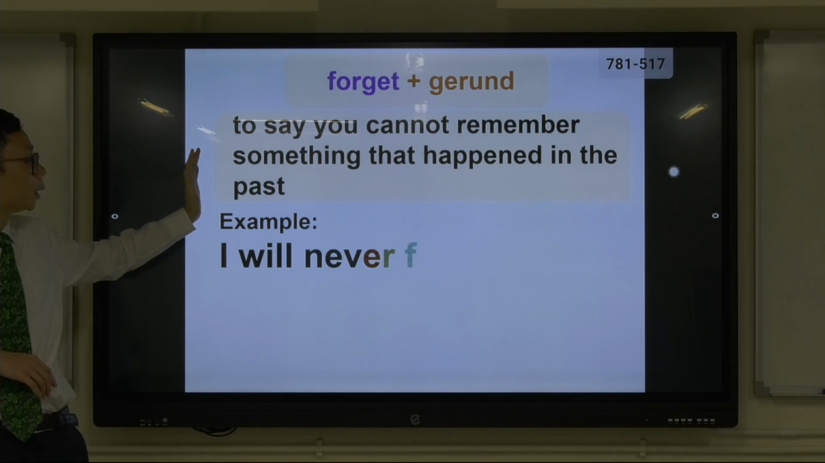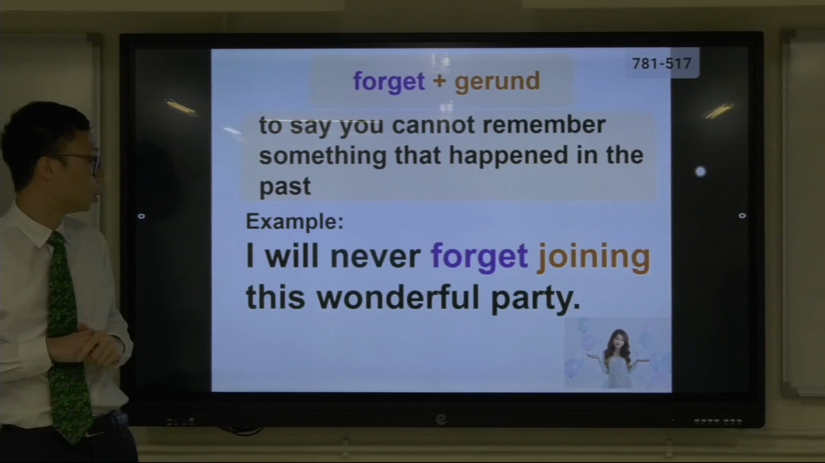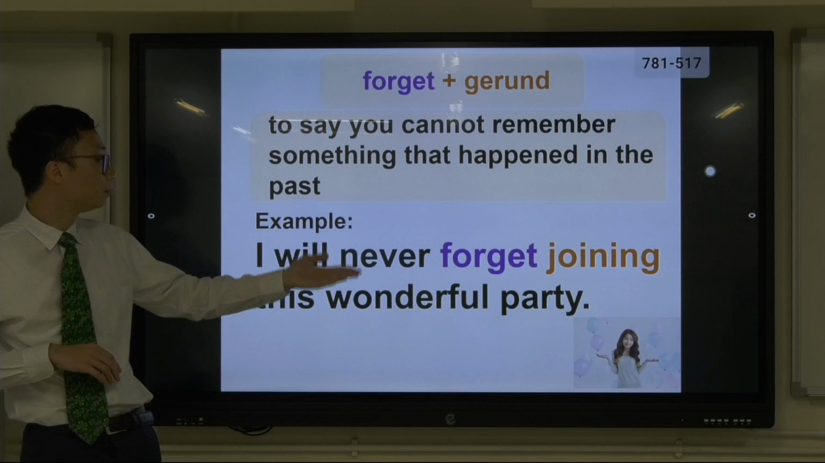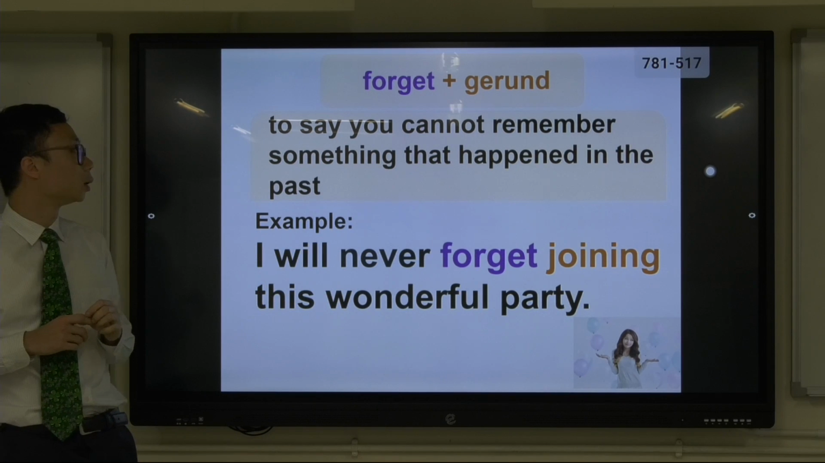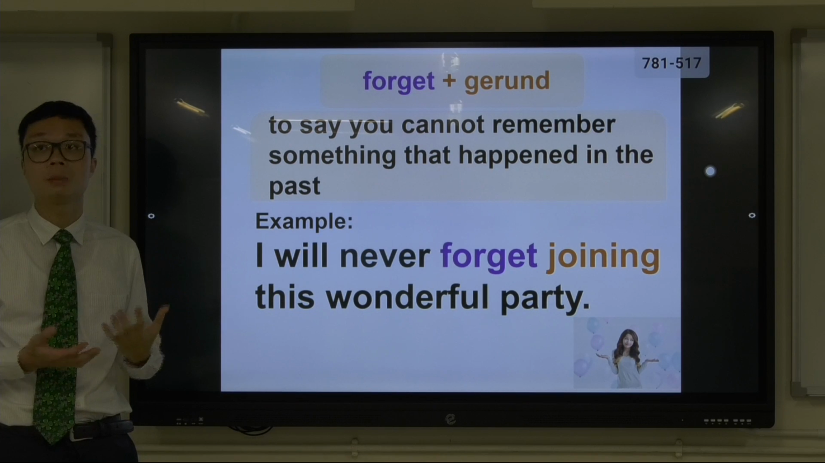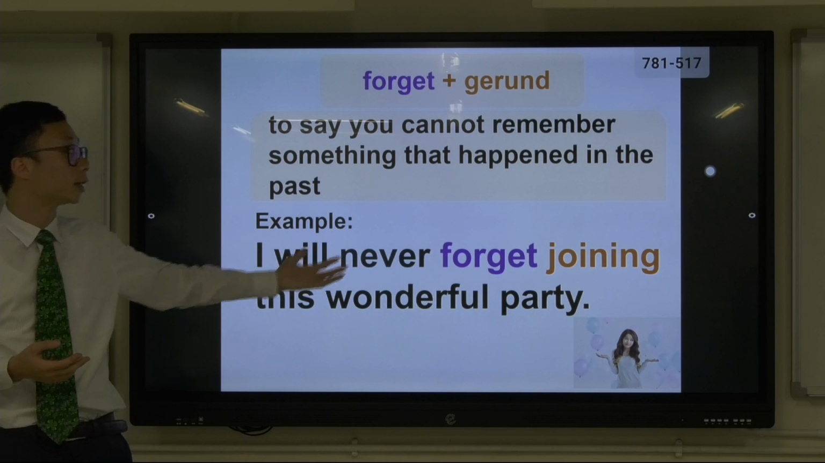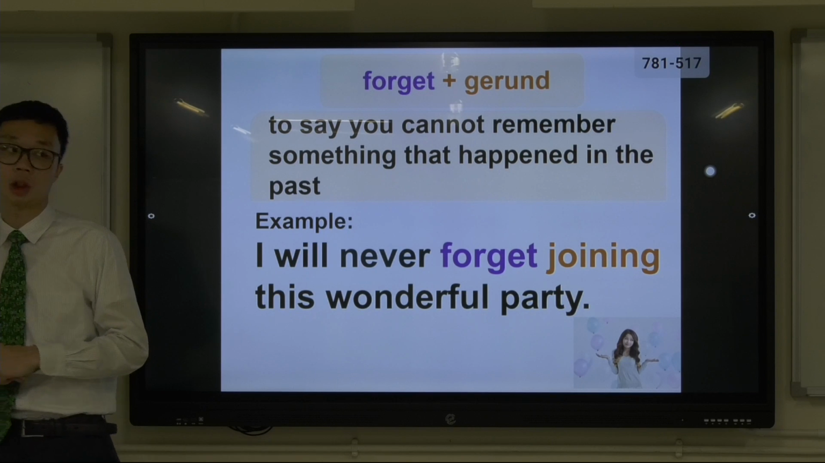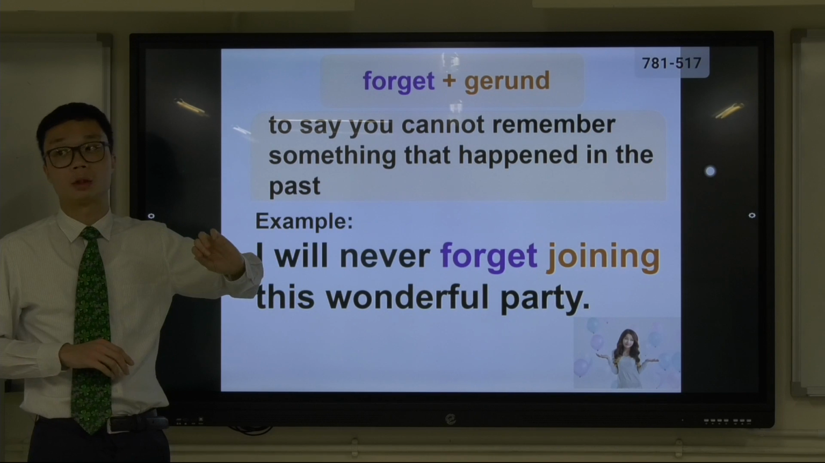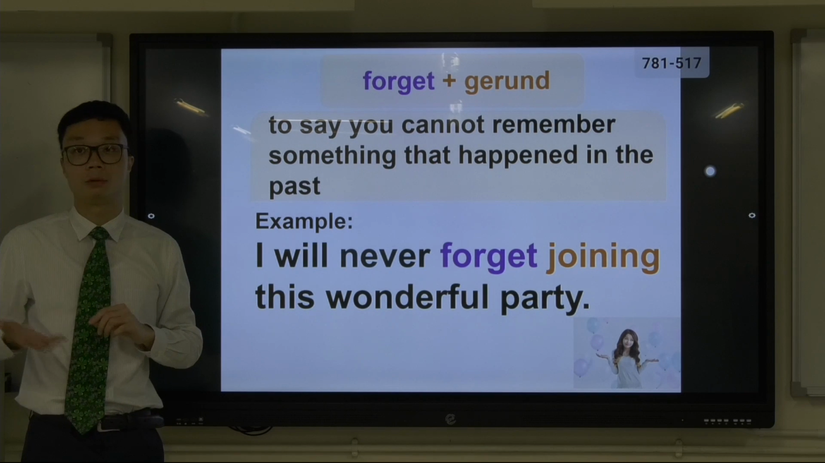Now the gerund form means you cannot forget something that happened in the past. Let's make an example: I'll never forget joining this wonderful party. That means the party was so awesome that you will remember it for the rest of your life. That's an example of forget with a gerund. So make sure you remember all of these, and don't just say forget plus any second verb you want.